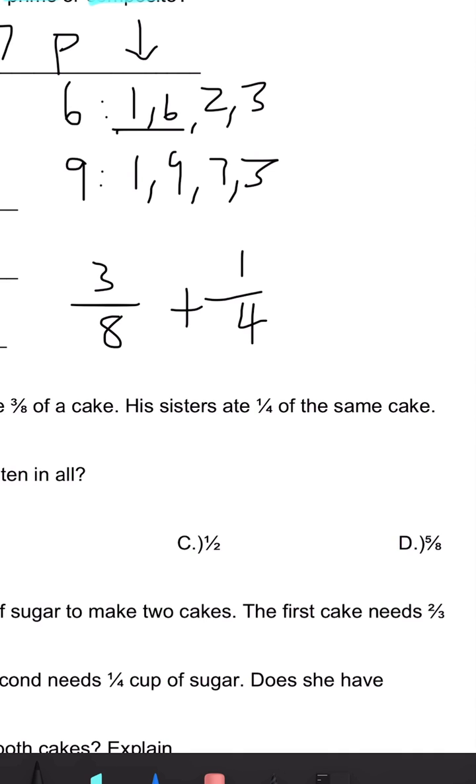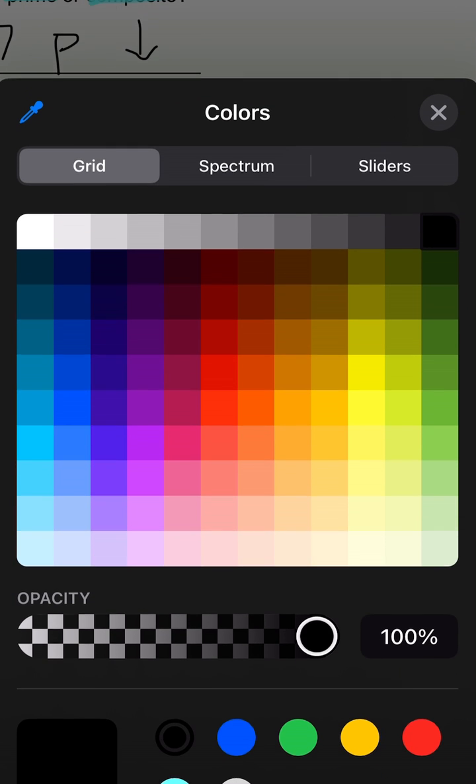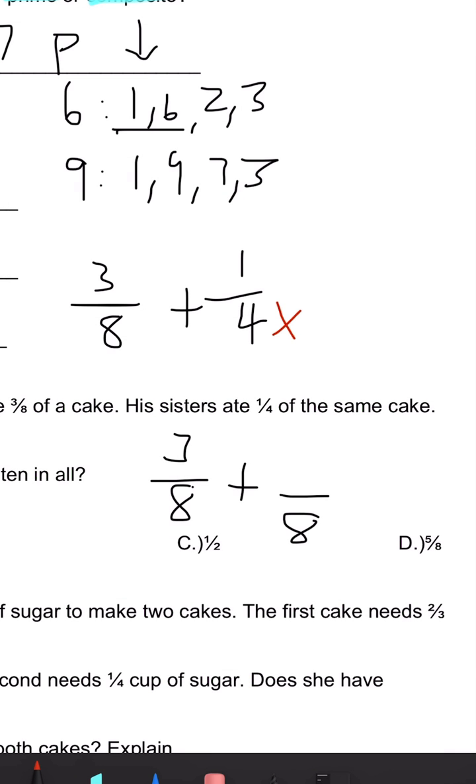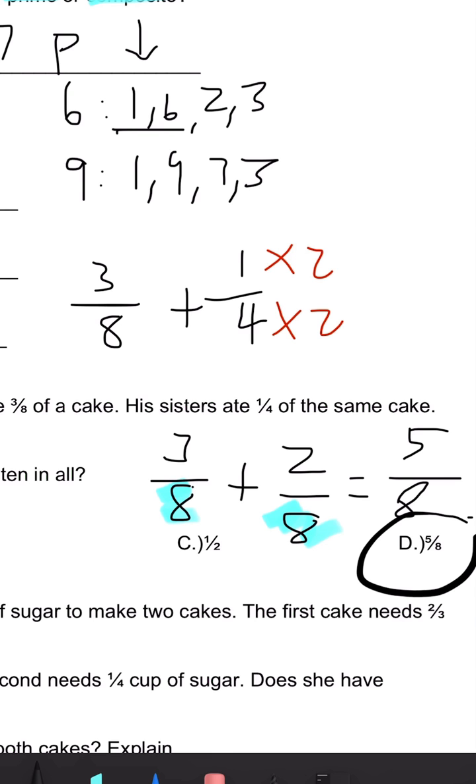We don't have a common denominator yet. So how about we use 8? We're going to write 3/8 plus, here we'll multiply by 2 again. And that will give us 2/8 as our new fraction. Since we have a common denominator, we're going to bring the 8 over. 3 plus 2 is 5, so we know our answer is D.